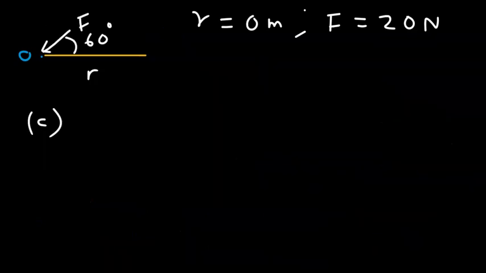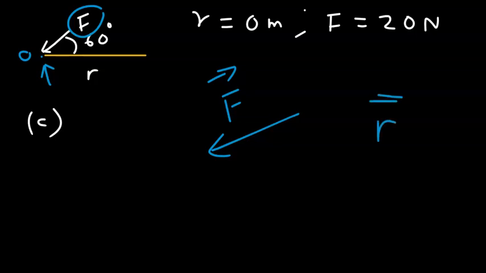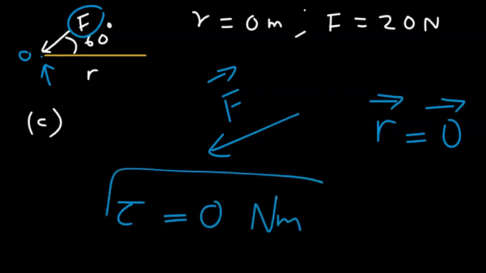What about this case? Now, as you can see, the force is acting on the axis of rotation. So that is the direction of the force. And since the force is acting on the axis of rotation, the position vector of the point on which the force is acting is 0. So that means there is no torque in this case, which means there is no rotation, as one should expect.